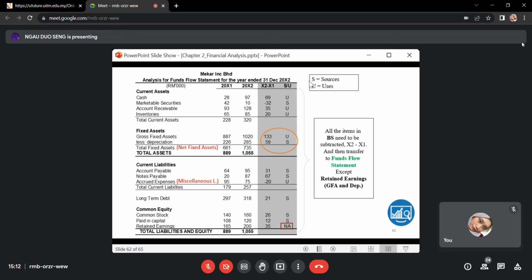All right, so here you can see all the items in the balance sheet need to be subtracted, X2 minus X1, which is what we do here, in this column. And then transfer to the fund flow statement, except retained earning. Except retained earning. This one, retained earning, okay.